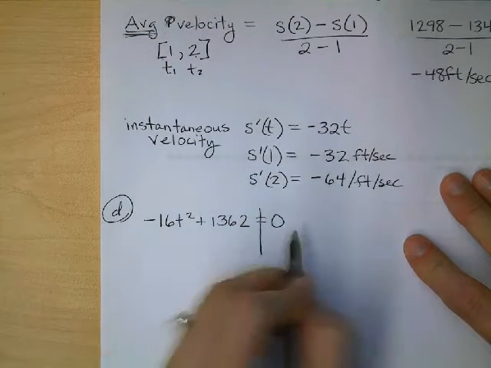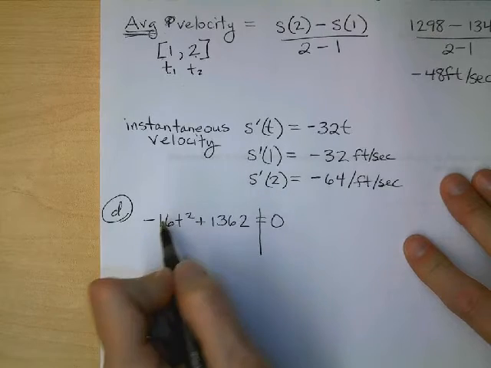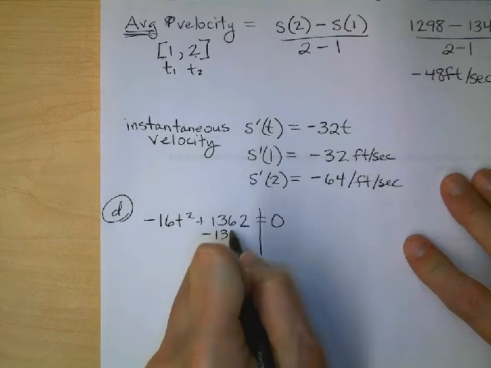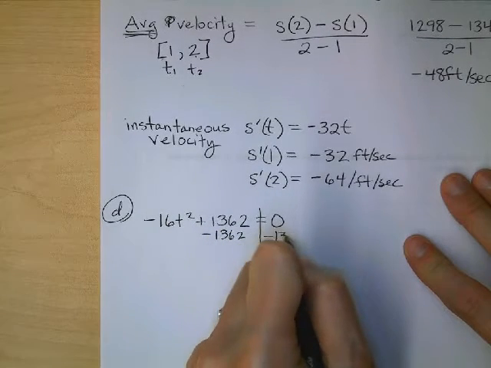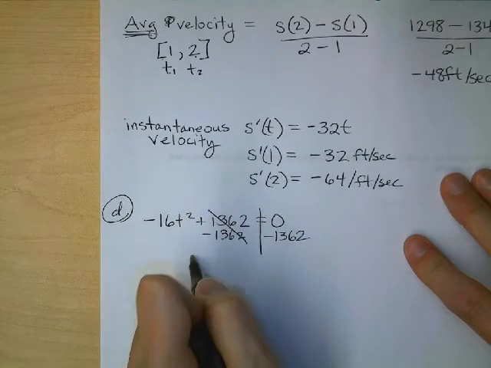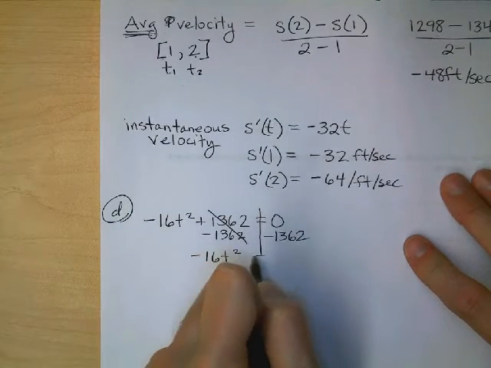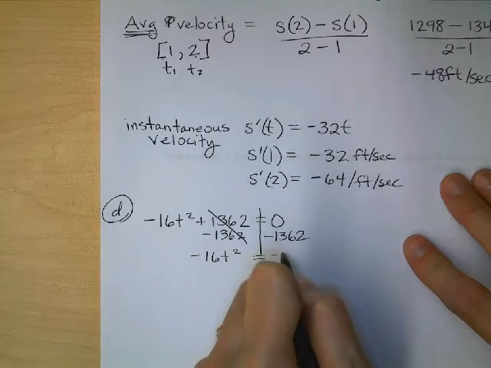I mean, some people try to factor it. I would just solve by taking the square root. I would subtract 1362, then divide by negative 16, then take the square root to get the answer.